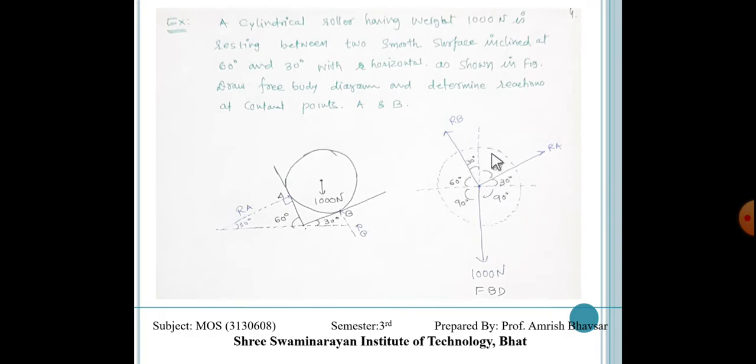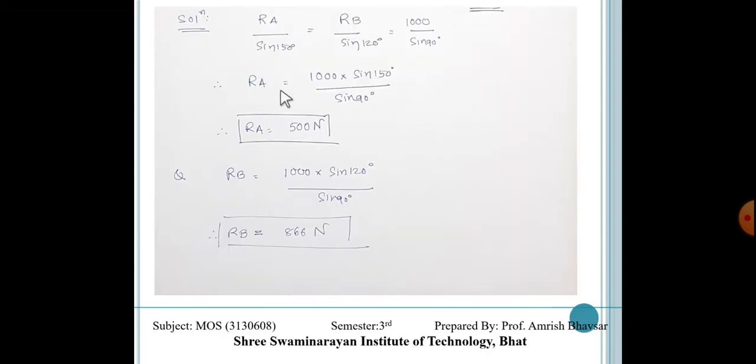Now we will apply Lami's theorem to these three forces, and we will get the unknown forces Ra and Rb. Ra upon sine 150 is equal to Rb upon sine 120 is equal to 1000 upon sine 90. Now we will take two pairs. So Ra is equal to 500 Newton from this, and Rb is equal to 866 Newton from this.